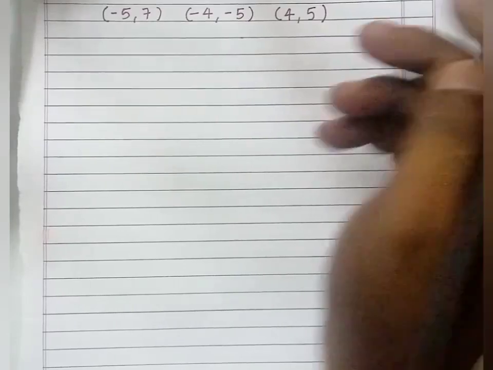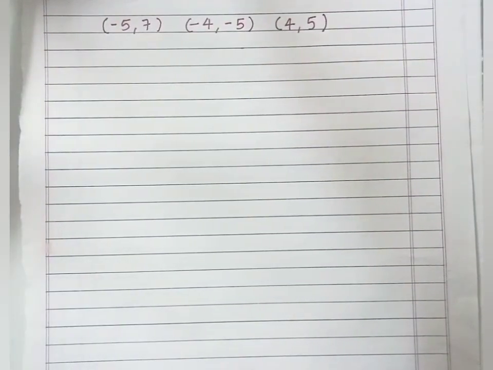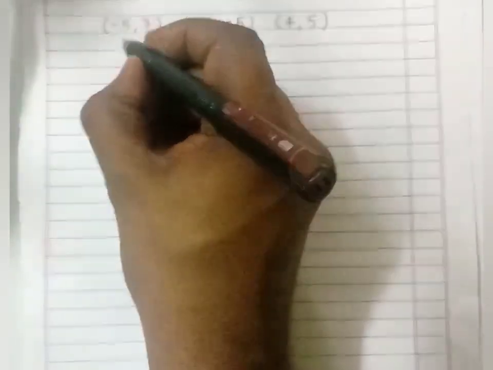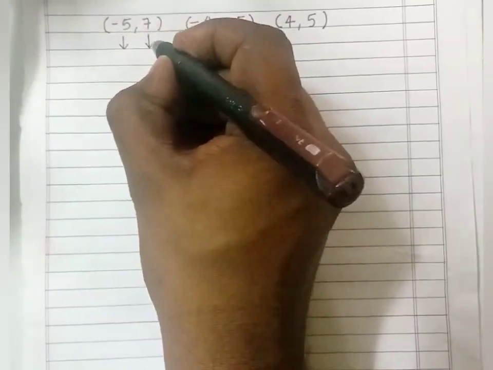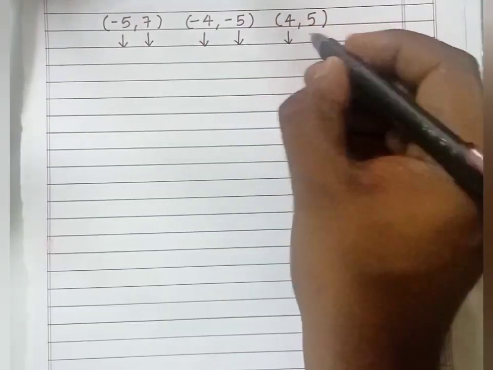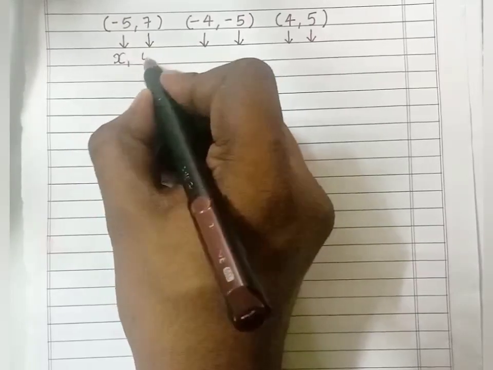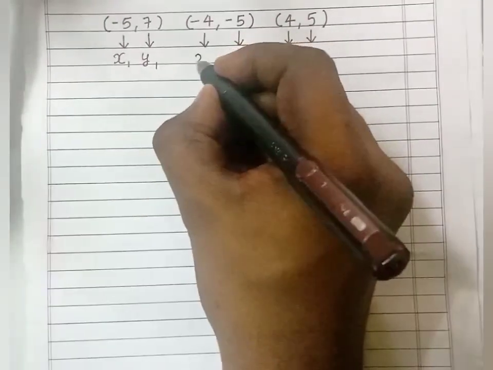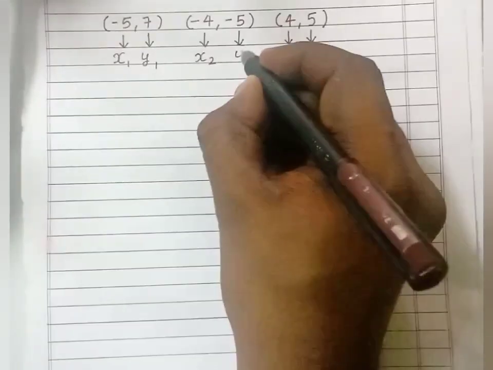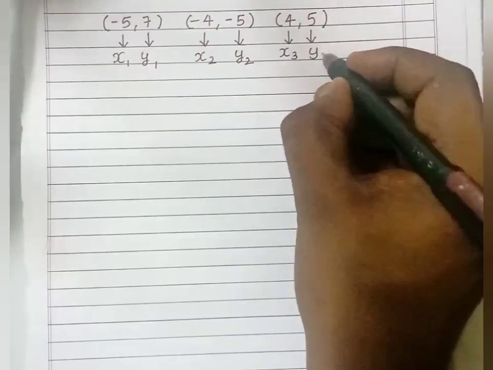Now the first step is to write down the coordinates of the given vertices: the first point, second point, and third point. The first point is x1 y1, the same way the second point is x2 y2, and the third point is x3 y3.